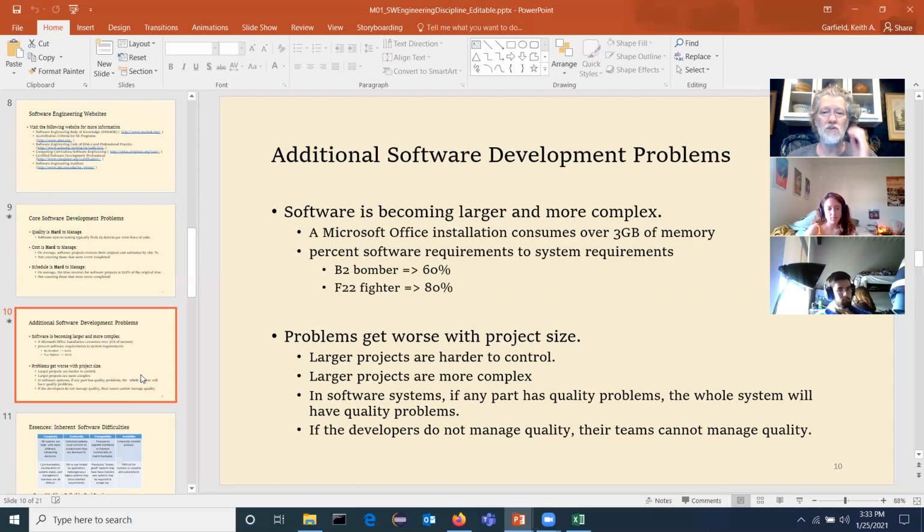So software becomes larger and more complex. As the machines get more capable, the software gets larger. The larger something gets, the more complex it is, the harder it is for a human to understand it. And again, to the point where software was hard to understand before.